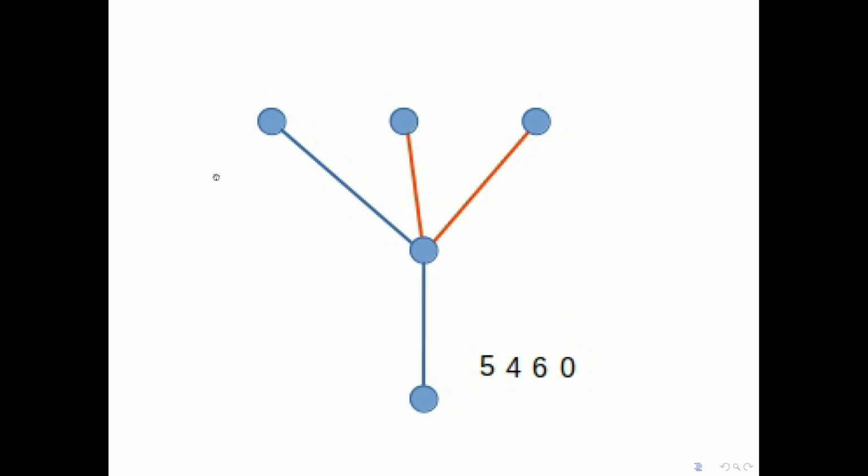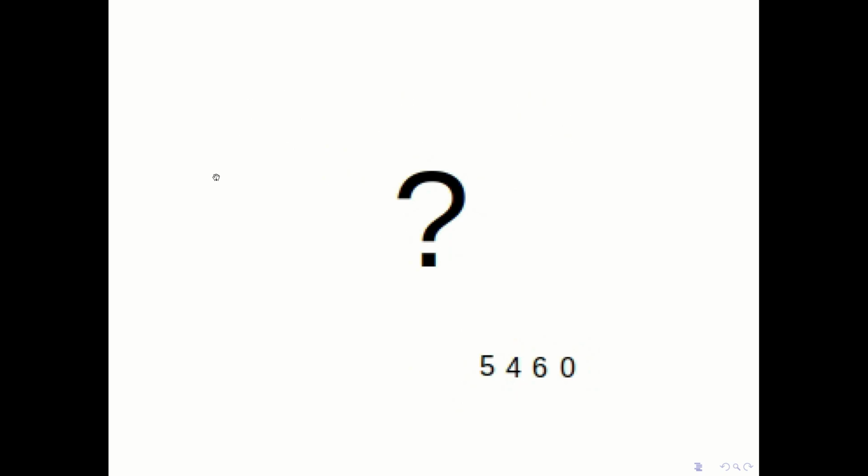Imagine right now that we forget our graph. What remains is its characteristic vector. Can we then, or can we not, recover the tree back? And if we can, how can we do that?